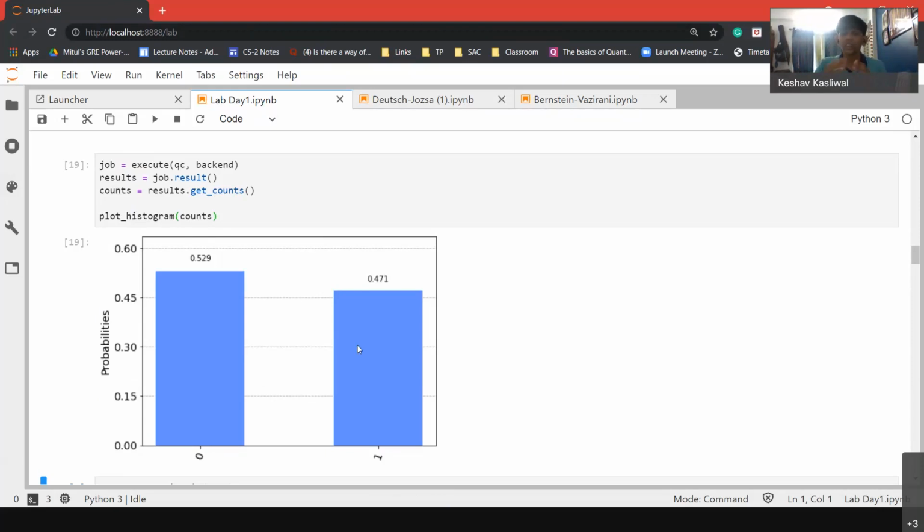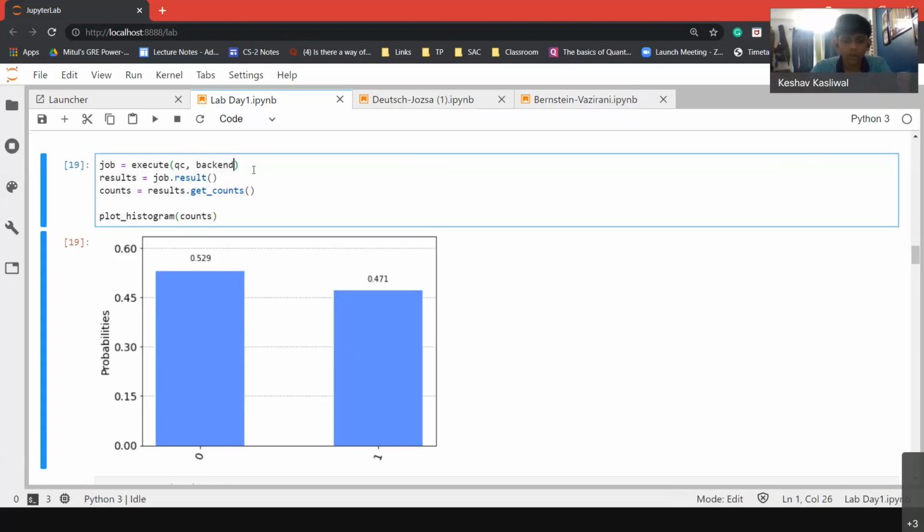So even if we execute and measure, there could be a chance that 0 is measured more times, or a chance that 1 is measured more times. That is the reason why the probability of 0 is slightly higher than 1: in the 1024 sample space that we have created, the number of zeros measured is more than the number of ones measured.